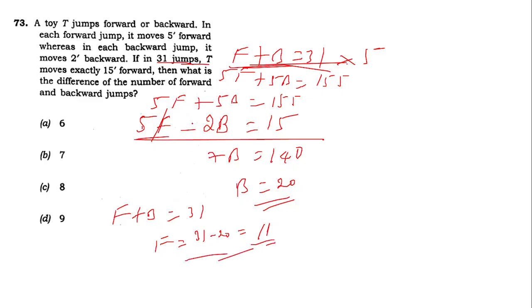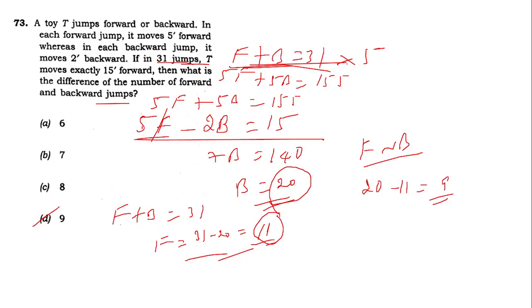Now what is the question? What is the difference of the number of forward and backward jumps? They are asking forward minus backward. What is the difference? Backward we have 20 and forward we have 11. So the difference is 20 minus 11, which is 9. So option D, 9, is the correct answer.